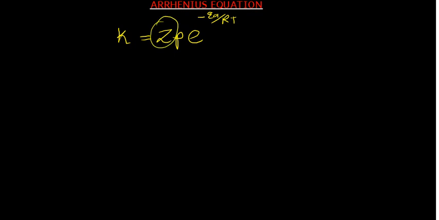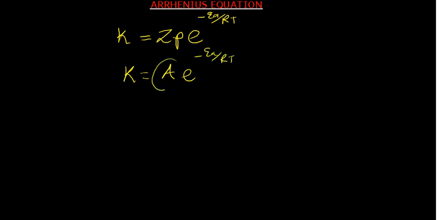Z, this is the collision factor, telling us the collision frequency, how many collisions are happening in a chemical reaction per second. P is the steric factor, telling us how many collisions are happening in a chemical reaction with the proper molecular orientation. The combination of Z and P gives us what is called the frequency factor, which is given by A. And then that will be e to the power negative EA divided by RT.